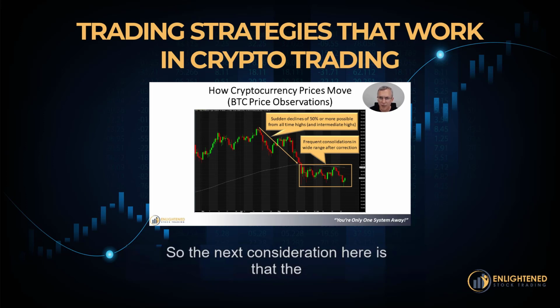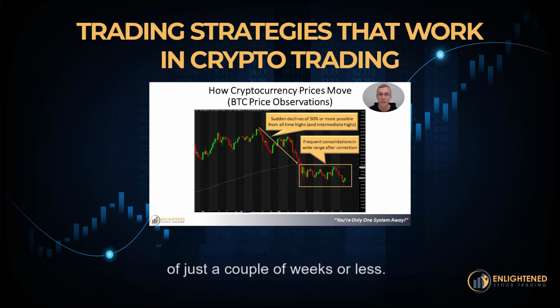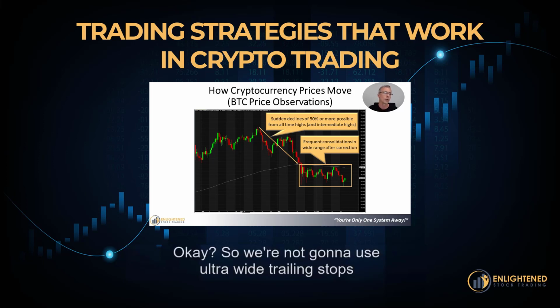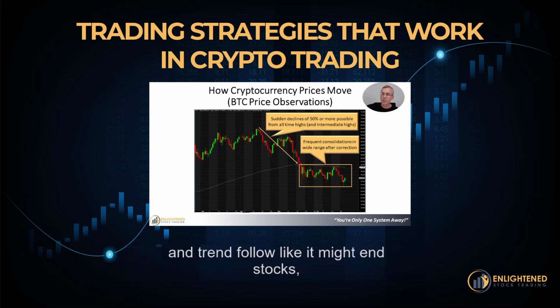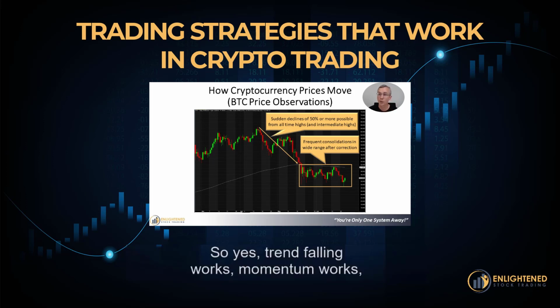So the next consideration here is that the declines are really sharp and sudden. So from an all-time high, you can go straight into a 50% decline, you know, that happens over the space of just a couple of weeks or less. So the key here is you want your systems to be fairly nimble. Okay, so we're not going to use ultra wide trailing stops and trend follow like you might in stocks and get really great returns in stocks, because it just won't work here. You've got to get out more quickly. So yes, trend following works, momentum works, but you need to have some cleverness in the way you exit, because the market does turn around pretty sharply. And you've got to be careful of the whipsaws when the market's in a consolidation range.